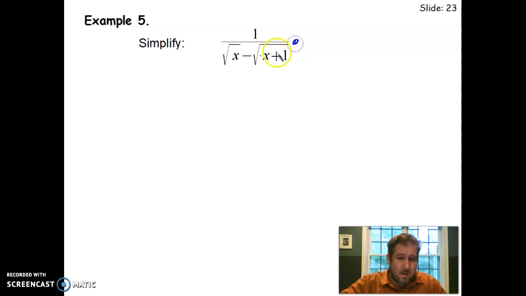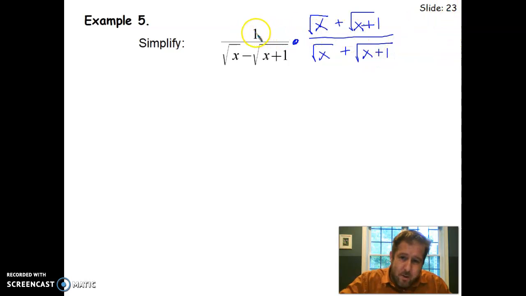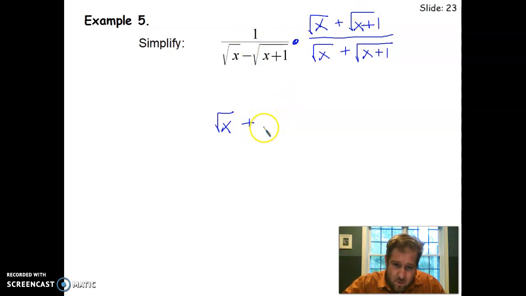So I'm going to do the opposite, which is instead of subtraction, I'm going to do exactly the same as the denominator, only with addition. So square root of x plus square root of x plus 1. And then, of course, on the bottom, because it has to be the exact same thing, square root of x plus square root of x plus 1. Okay, so now the numerator is just 1 times that, so the numerator stays: 1 times square root of x is square root of x, plus 1 times square root of x plus 1 is, of course, square root of x plus 1.